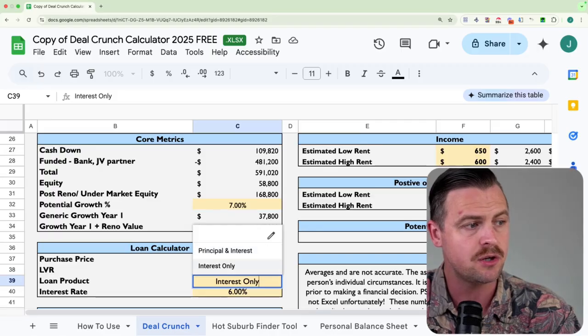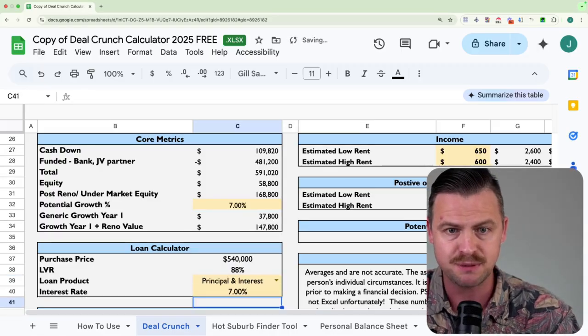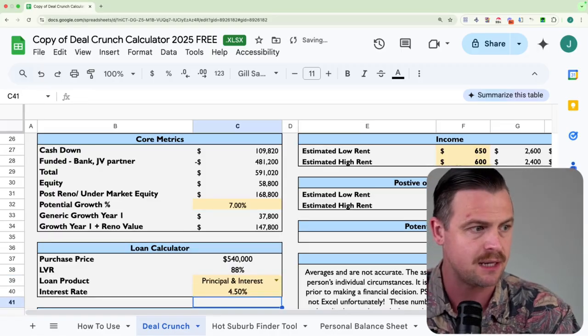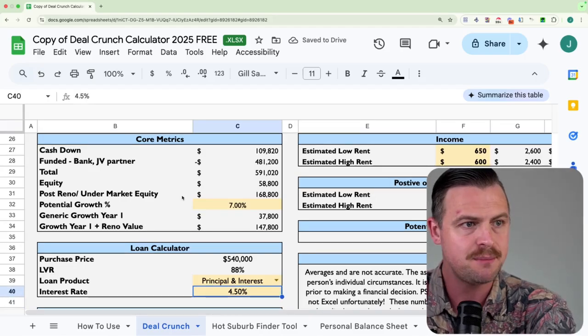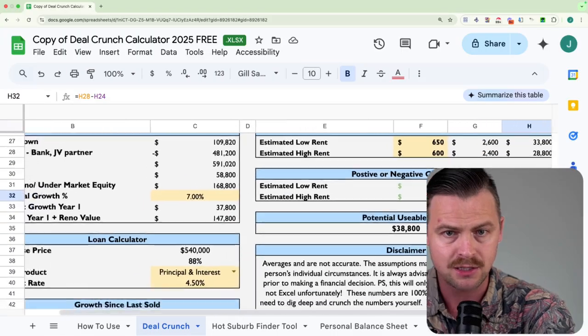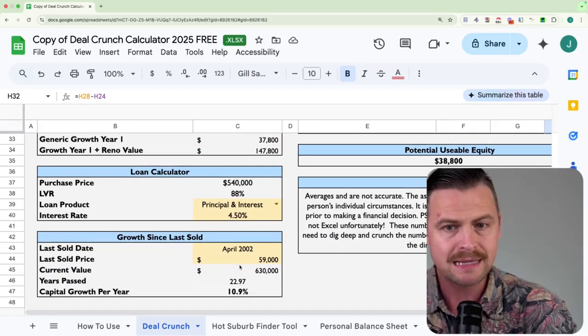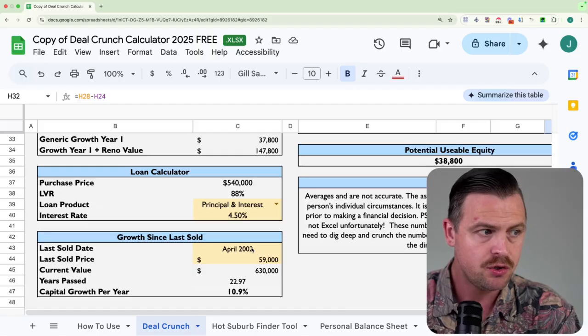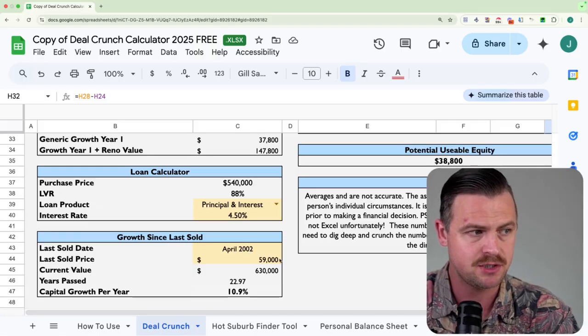Then we have interest only. Are you going to do interest only or principal and interest? Are you going to do it at 6% or 7% or 4.5%? Whatever it is, that's going to fundamentally change this negative and positive cash flow number, but we won't get there just yet. As I said at the beginning of this, you can enter in how much this property sold for.